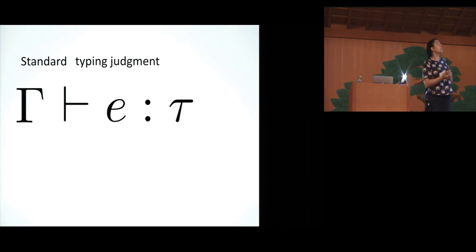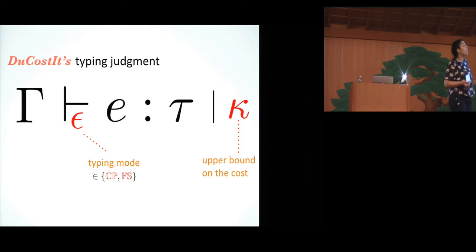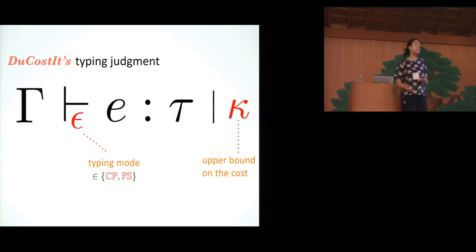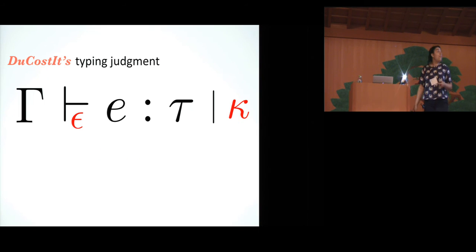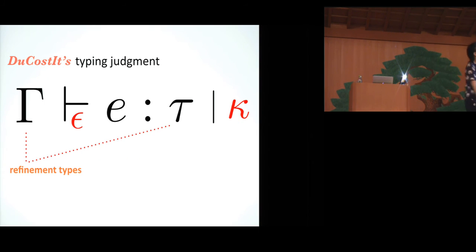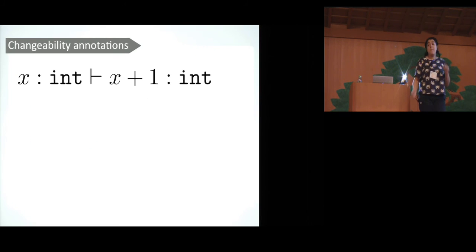So on top of a standard typing judgment, in DuCostIt, we have an effect, kappa, which specifies an upper bound on the cost of either change propagation or from scratch execution, depending on this typing mode epsilon. And since we have a refinement type and effect system, the input types and the output types are refinement types. So let me show you the high-level ideas behind the type system and mostly talk about how these refinement types interact with the effect. So let's start with a very simple example.